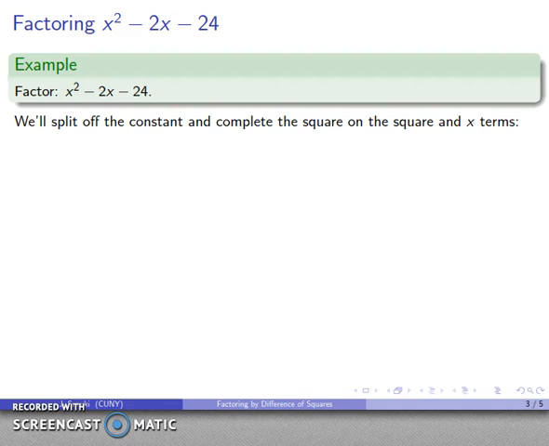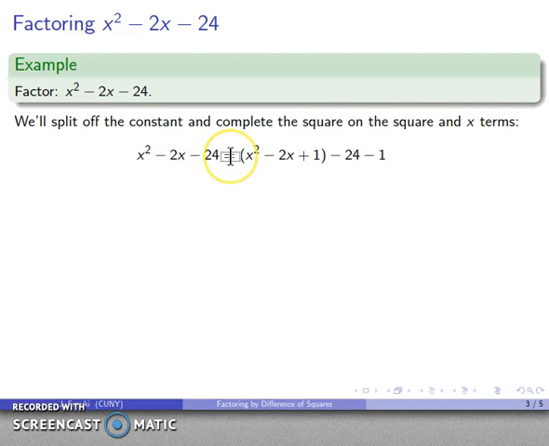So we'll split off our constant term, and then we'll complete the square on the remaining terms. So what does that mean? Well, I'll take my expression, x squared minus 2x, and I'm going to keep the square and the linear term together, and I'm going to split off that minus 24. And what I want to do is complete the square here. So let's see. I can complete the square by adding 1, and if you put something in, you have to take it out. I can't maintain the equality unless whatever I do, I undo. Very important thing to keep in mind here.